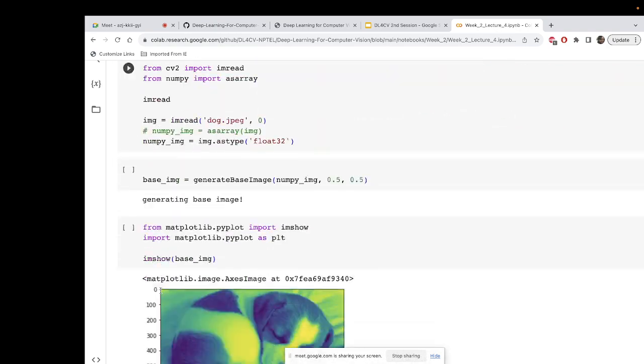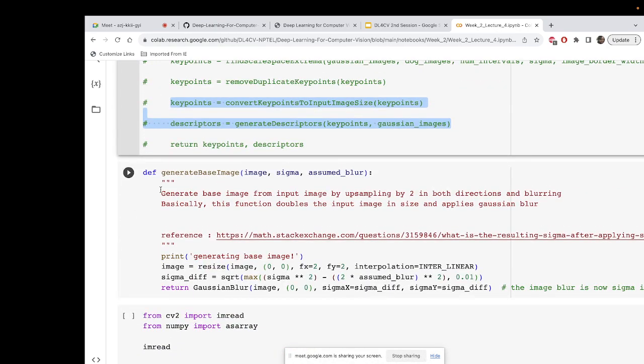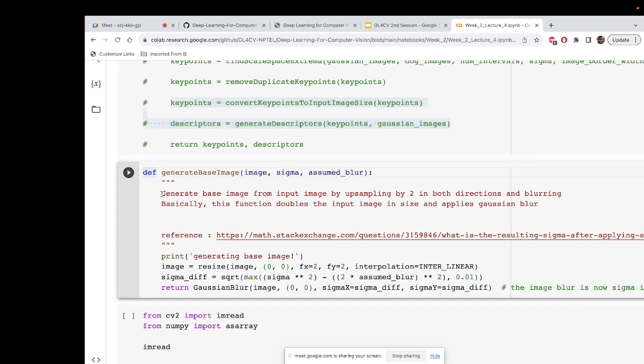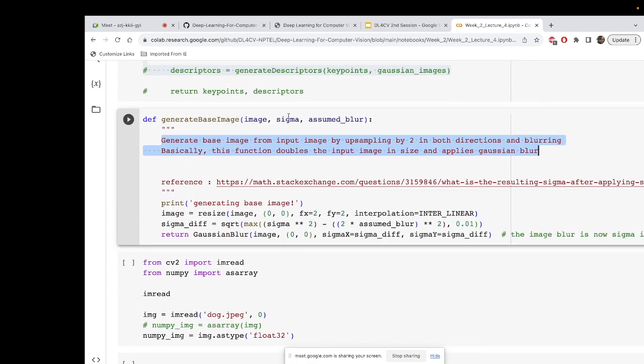You can see that generate base image is the next function. This function generates the base image from the input image by upsampling by 2 in both directions and blurring. Basically, this function doubles the input image in size and applies Gaussian blur. So this is one simple function which will take your image, increase its dimension, and blur it with a Gaussian kernel.